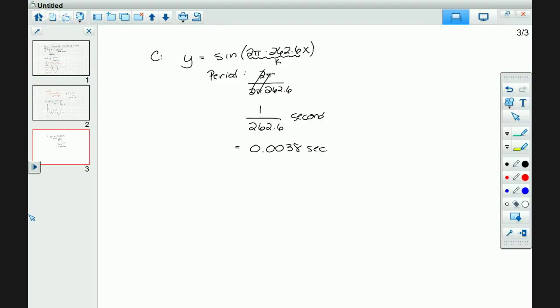No. The period of this function, so the frequency of C is 262.6 hertz. Okay, this is cycles per second. So in 1 second, 262.6 periods pass by. So the period is 1 over 262.6, so 0.0038 seconds. That's how long it takes for this to pass by your eardrum.